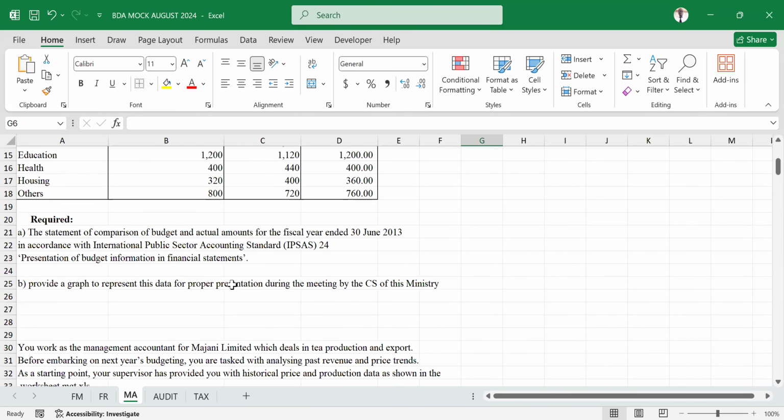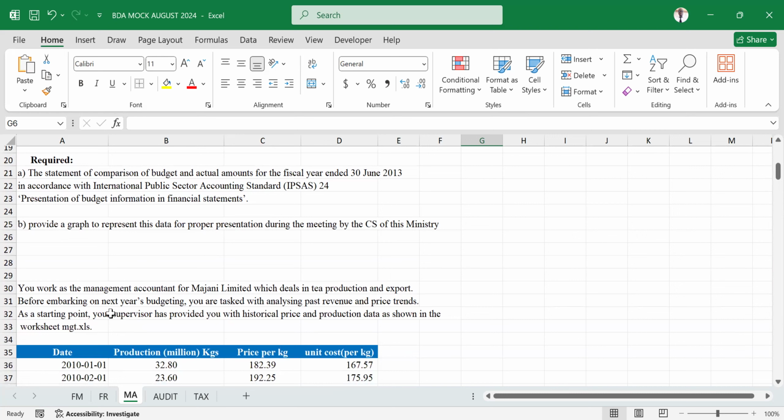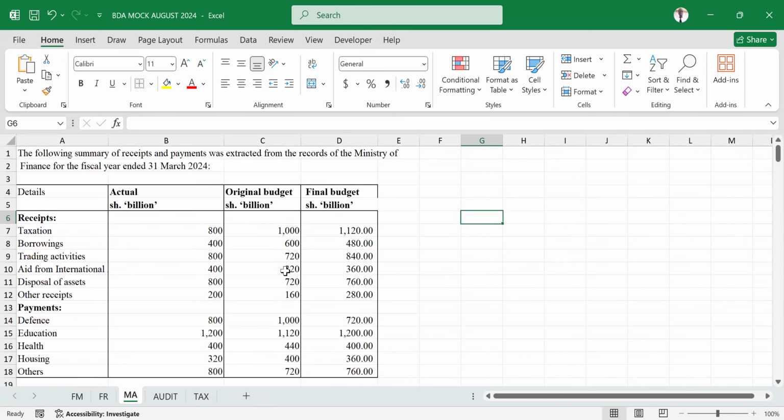They're asking you, required, the statement of comparison of budget and actual amounts for the fiscal year ended 30th of June, 2013. And that must be in accordance with IPSAS 24, presentation of budget information in financial statements. That's what IPSAS 24 postulates. Then part B, you are asked to provide a graph to represent the data so that it can make your presentation easy when you're meeting this good CS of this ministry. Which ministry is that? Of finance.